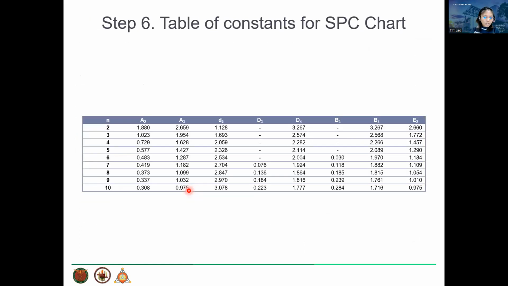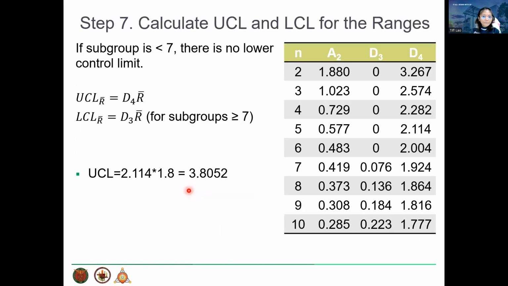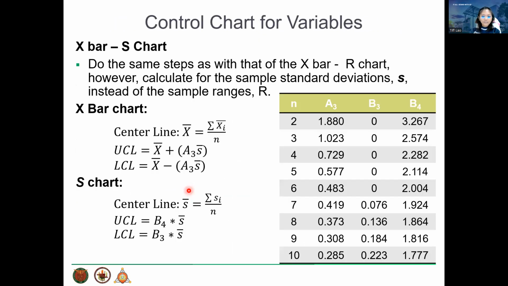Tapos ito yung formula for your control limits for your X bar S chart. Okay? Yan yung mga only differences. So, A3 na yung kino-consider dito. So, since you have 5 observations, then A3 mo is 0.577.